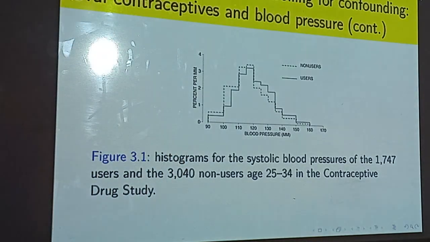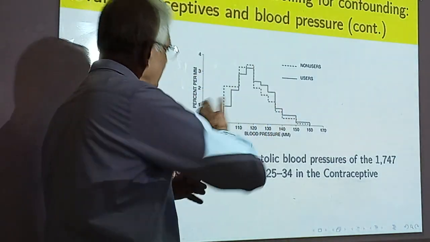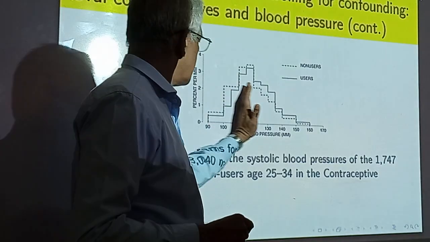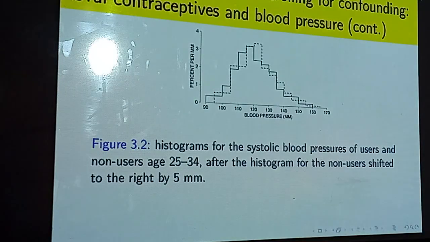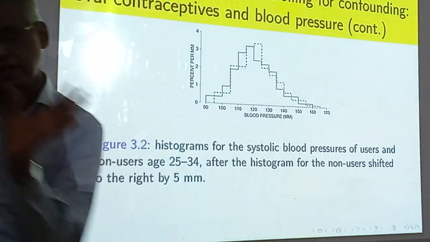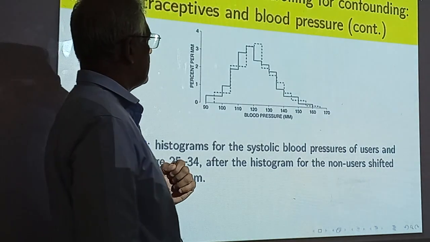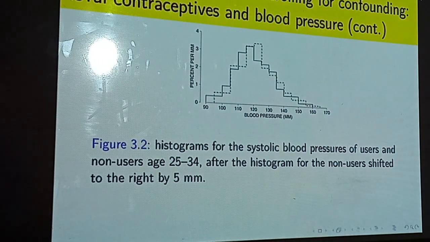By doing that, they found out that if you add about 5 to each blood pressure of non-users, this will shift to this side, so that after that the two distributions will look like this. If you add 5 millimeters to every value for the non-users, the two histograms will look like this. It's only shifting the whole distribution.